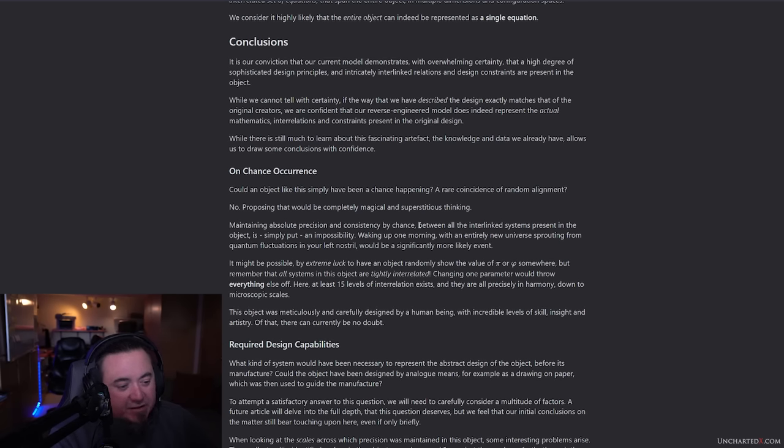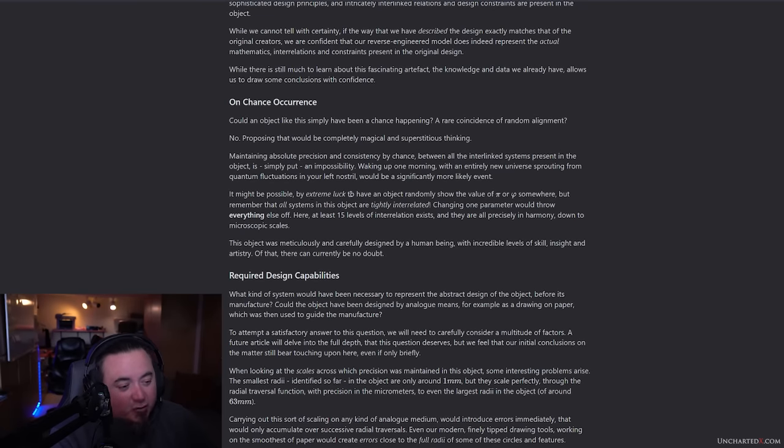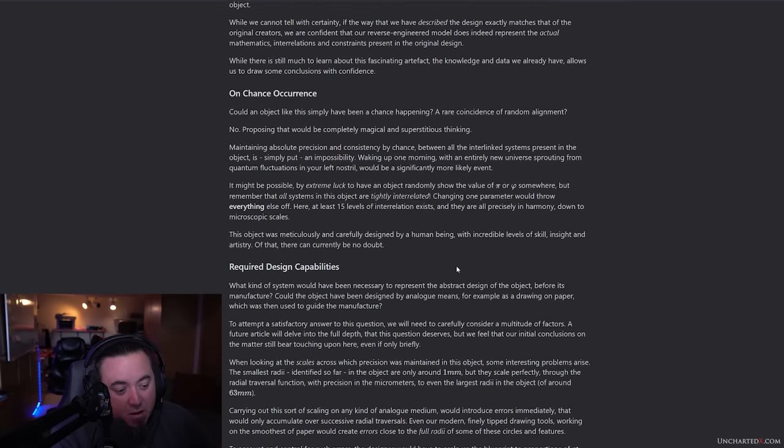Maintaining absolute precision and consistency by chance between all the interlinked systems present in the object is, simply put, an impossibility. Waking up one morning with an entirely new universe sprouting from quantum fluctuations in your left nostril would be a significantly more likely event. It might be possible by extreme luck to have an object randomly show the value of pi or phi somewhere. But remember that all systems in this object are tightly interrelated. Changing one parameter would throw everything else off. Here, at least 15 levels of interrelation exist, and they are all precisely in harmony down to microscopic scales. This object was meticulously and carefully designed by a human being with incredible levels of skills, insight, and artistry. Of that, there can currently be no doubt.